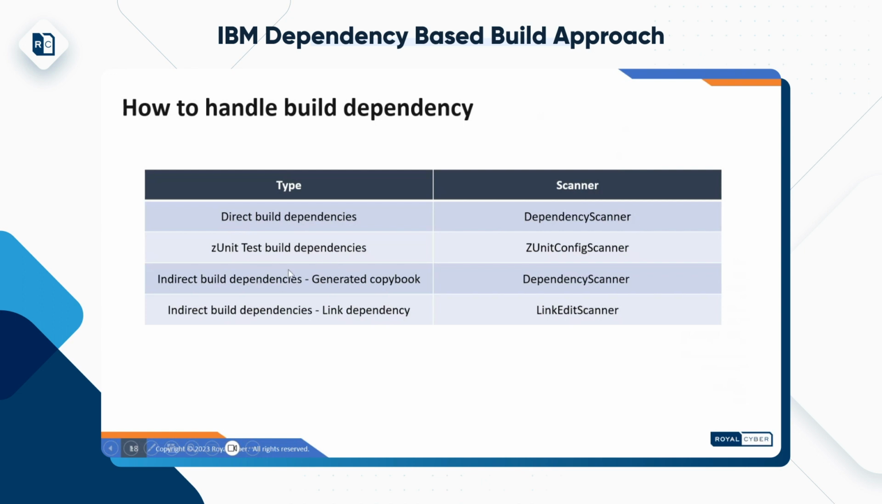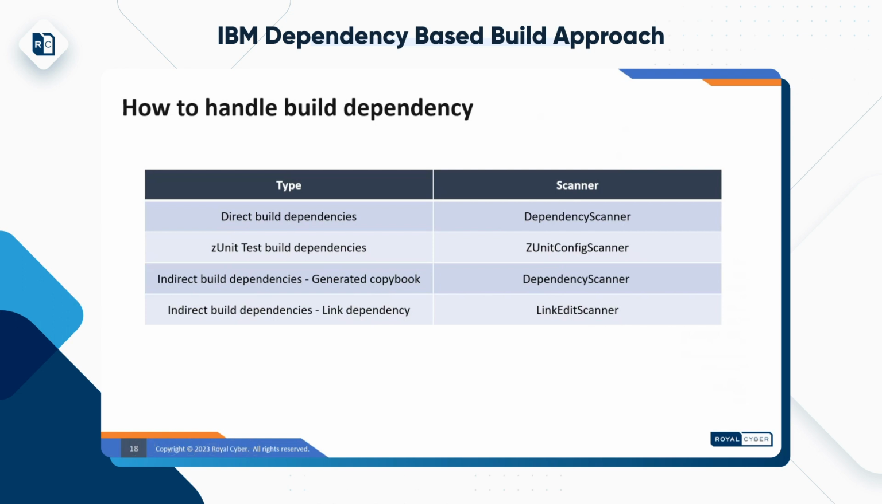Your indirect build dependencies will invoke either the dependency or the linked scanner. So here, indirect build is either through the generated copybook. Meaning, let's say for example, I'm compiling my COBOL DB2 CICS application.